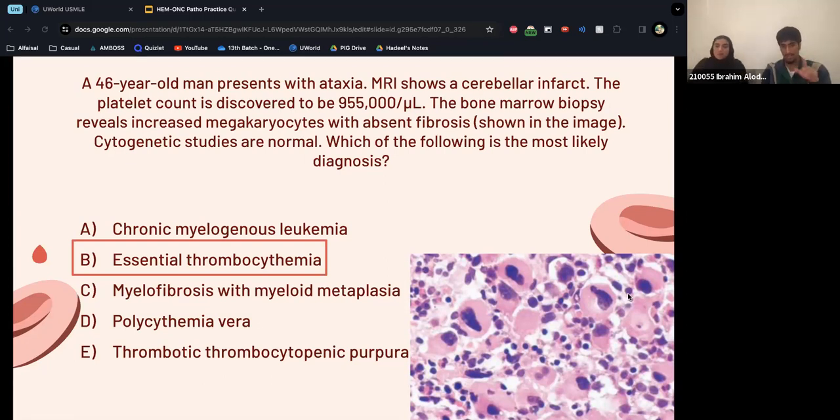What's important about essential thrombocythemia is that it is a diagnosis of exclusion. And so that's why in this question stem, they told you that all the cytogenetic studies are normal, which means that they ruled out any other possible thing that it could be. And the only cause of this platelets is essential thrombocythemia, which is basically just them kind of saying, we don't really know what's going on, but they've got a lot of platelets.